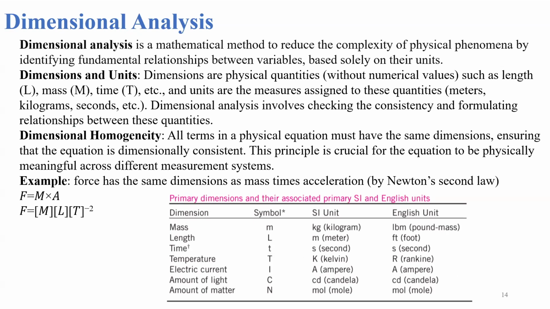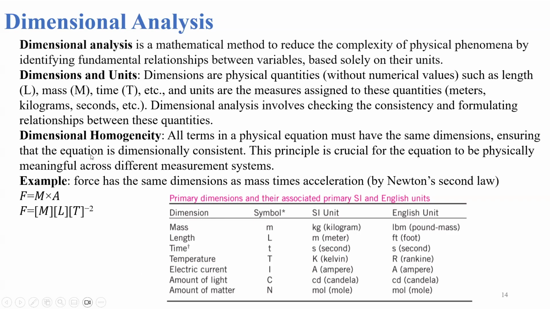And there are other primary dimensions such as mass, length, time, temperature, electric current, and so on. So any physical variable in a way can be decomposed into these fundamental or primary dimensions. So dimensional analysis involves checking the consistency and formulating a relationship between these quantities.